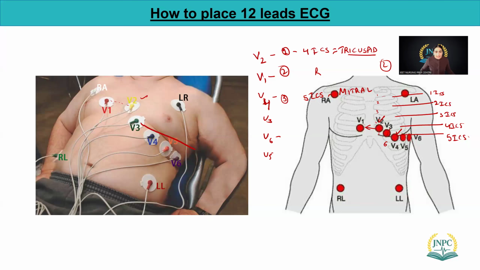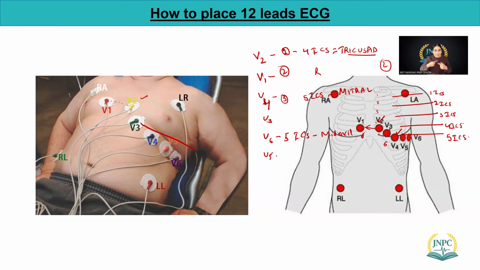So V6 is in the mid-axillary line, but which space is it? It's still in the fifth intercostal space. V6, fifth intercostal space, but it is mid-axillary. So if you see mid-axillary, it should be somewhere here. So that is again at fifth intercostal space.